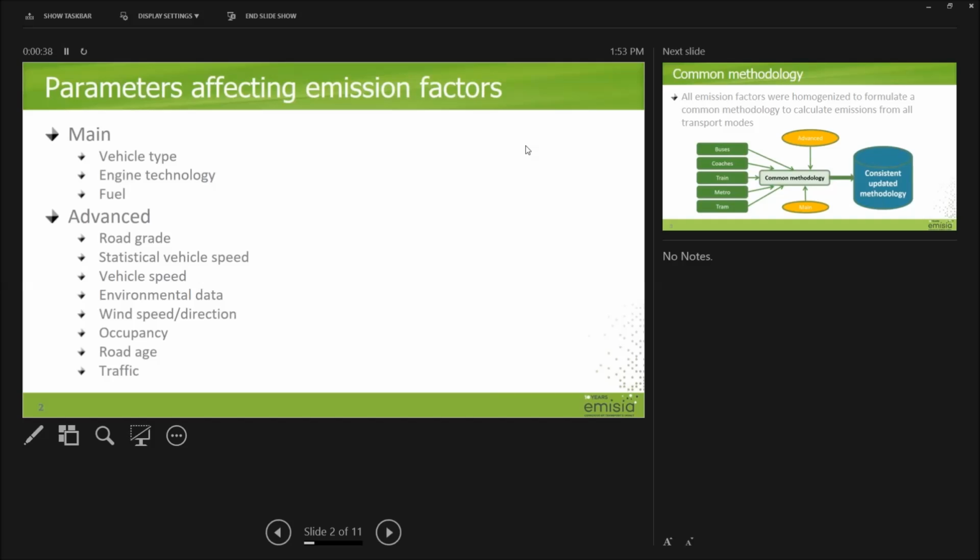So, as we have already said, there are many parameters that affect the emission factors. The basic parameters are the vehicle type, the engine technology, and of course the fuel. But there are also more advanced parameters, and we have to take also these parameters into account. These parameters are the road grade, the vehicle speed, some environmental data, the wind speed and the direction of the wind, the occupancy of the vehicle, mainly this refers to buses and trains, the road age, and of course the traffic of the road.